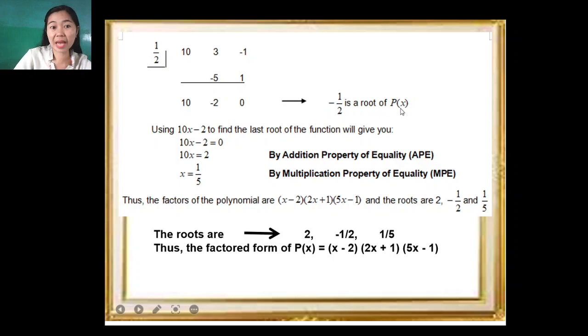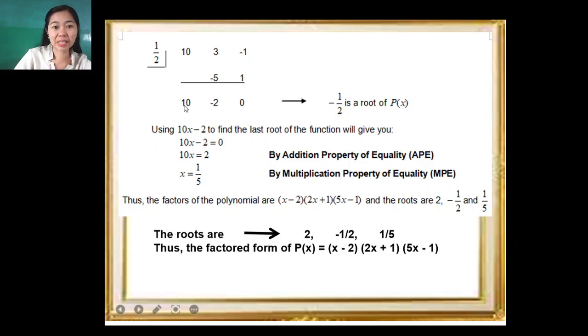Ibig sabihin, factor natin si 2x plus 1. Kasi, ang denominator mo ay 2. Ayan. Pag sinulat mo kasi yan sa factored form, x plus 1/2. So, kung tatanggalin natin si denominator dun sa constant na 1/2, 2x plus 1, I mean.